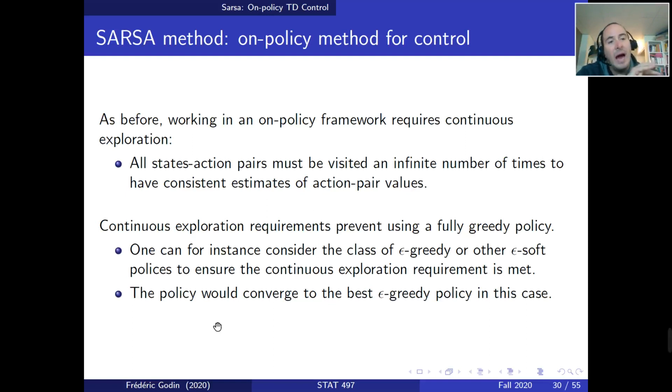So you have to have a policy which continuously explores. For that reason, you cannot use a fully greedy policy. You can only, for instance, use an epsilon soft or an epsilon greedy policy which continuously explores. As we mentioned earlier, your algorithm will not converge to the best policy overall, but rather it will converge to the best epsilon greedy policy.